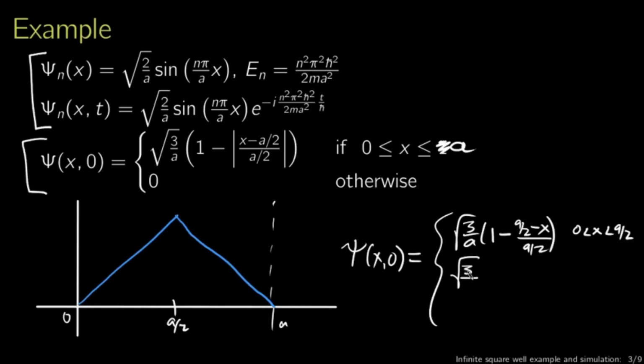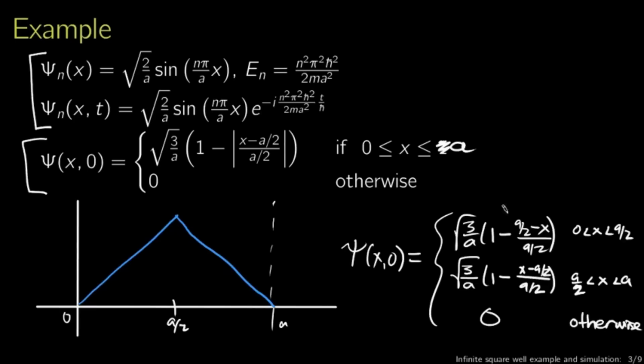For the other half of the range, root 3 over a, 1 minus something, and this is now for a over 2 less than x less than a, the second half of the interval. For the second half of the interval, x is larger than a over 2, so x minus a over 2 is positive. So I can take care of this absolute value just by leaving it as x minus a over 2. I don't need to worry about the absolute value in this range. So this is x minus a over 2 all over a over 2. And of course, if we're outside that, we get 0.